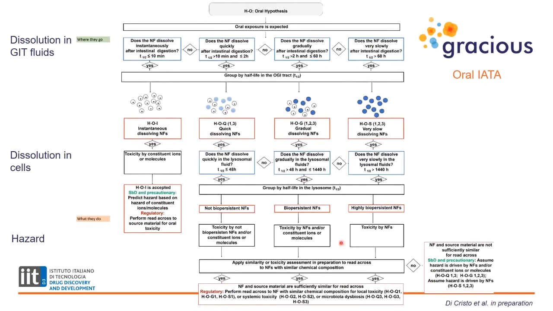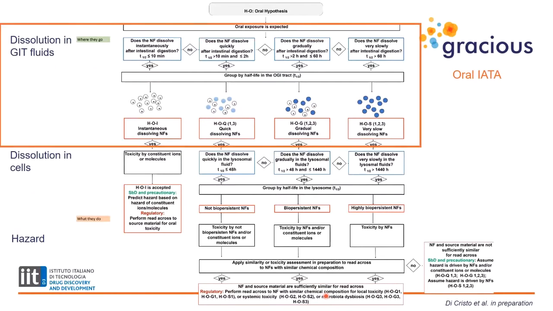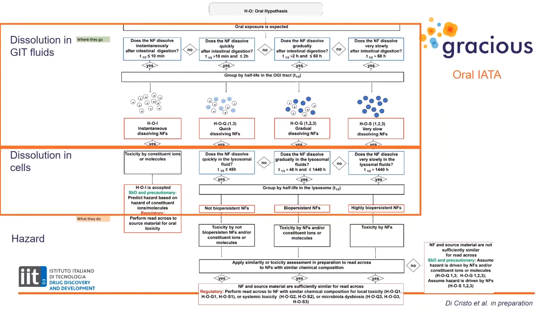Once we have that information, we then assess the toxicity of the nanoforms and the constituent ions, or just the nanoforms on their own, in order to decide whether they're sufficiently similar to each other to be grouped. So just to summarize, this IATA includes dissolution in the gastrointestinal tract fluid, dissolution in cells, and then an assessment of hazard.